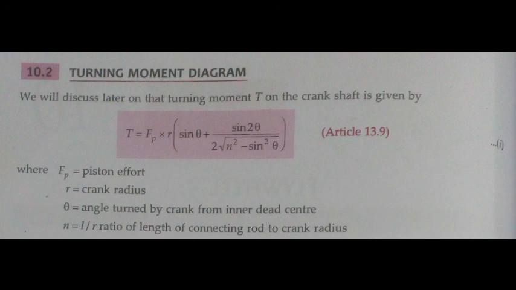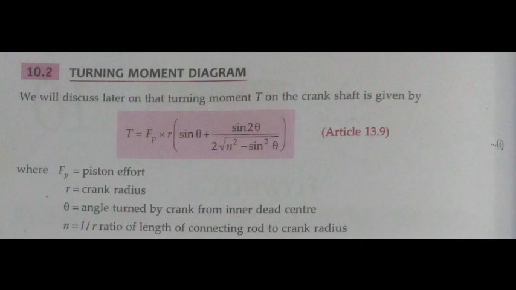There are different turning moment diagrams for different cycles. If you have an SI engine, the turning moment diagram will be different. If you have a CI engine, the turning moment diagram will be different. And for each cycle of operation, the work done by the engine must be at least equal to the work done required to overcome the load, which is called the mean resisting torque.